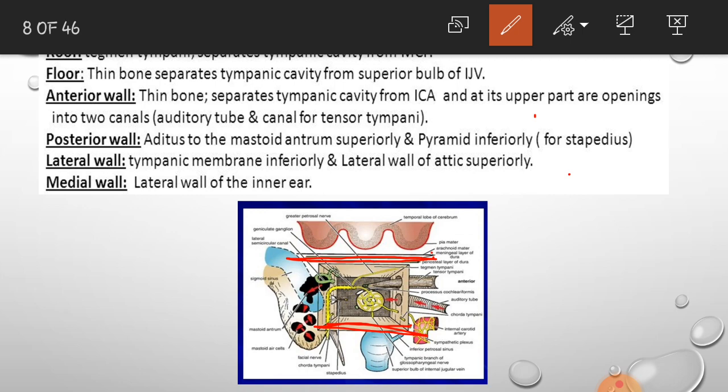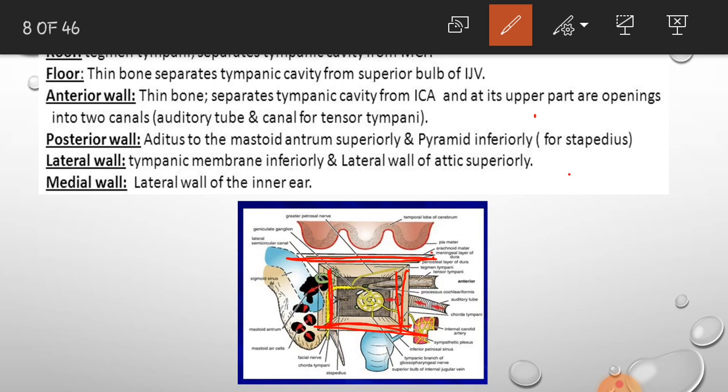Next is the anterior wall, which is a thin bone which separates the tympanic cavity from the internal carotid artery, and at its upper part are openings of two canals, the auditory canal and a canal for the tensor tympani muscle. I'll show you these two canals in the next slides. Right now I just want you to focus on how these walls separate the tympanic cavity from very important structures and cavities around.